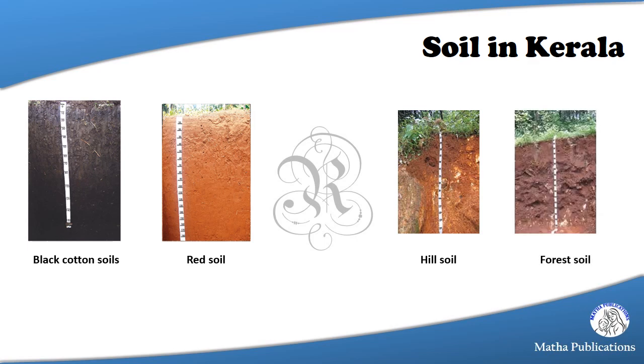Forest soil. These soils are developed from crystalline rock of Archean age under forest cover. They occur along the eastern part of the state, generally above the elevation of 300 meters above mean sea level. The depth of the soil varies considerably depending on erosion and vegetative cover. The soils are generally immature due to low weathering process.